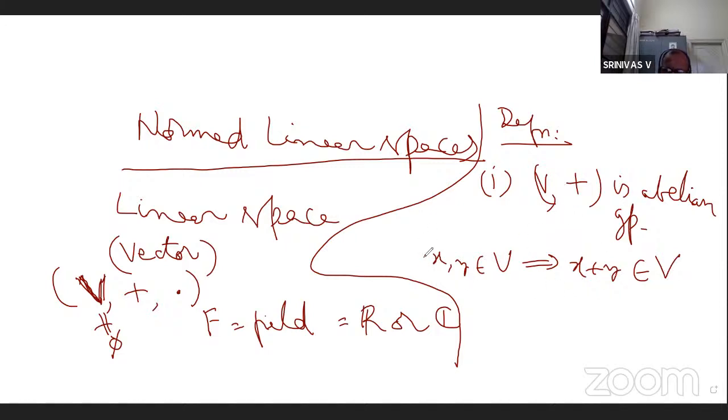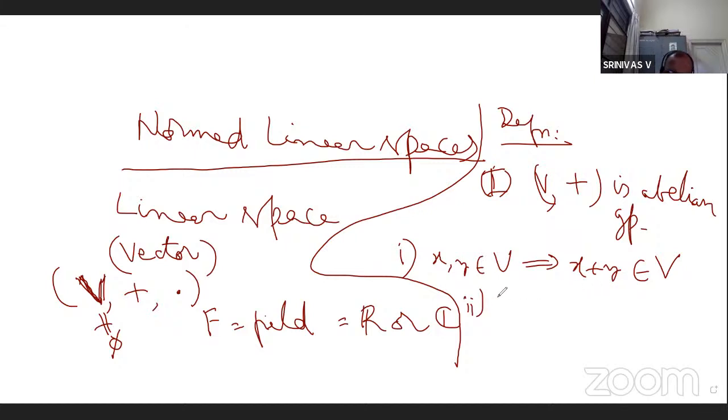This condition says that plus is a binary operation on V. If you take any two elements from V, their addition is also in V. This need not be the usual addition. It depends on the case you take.